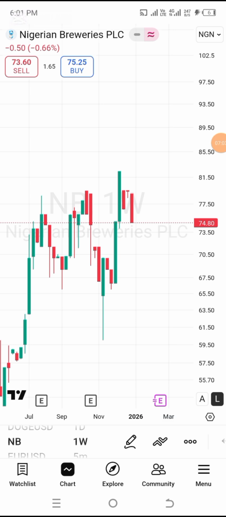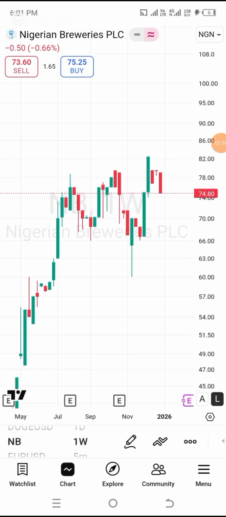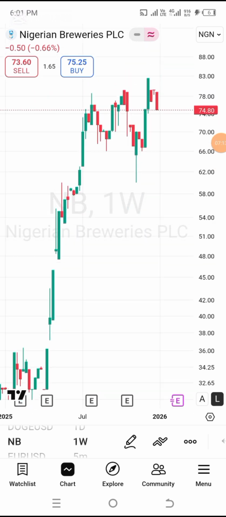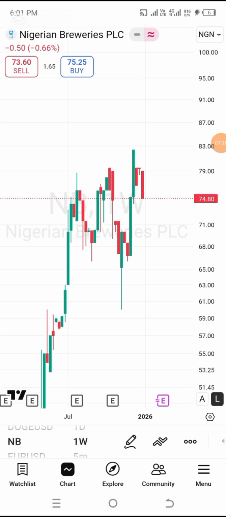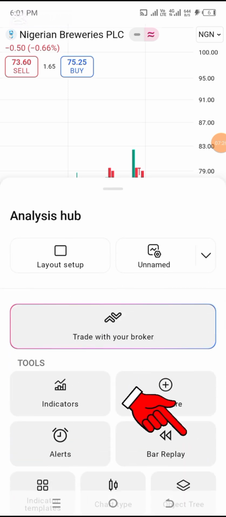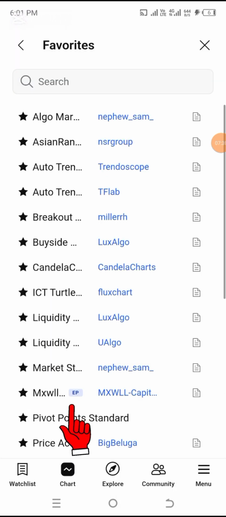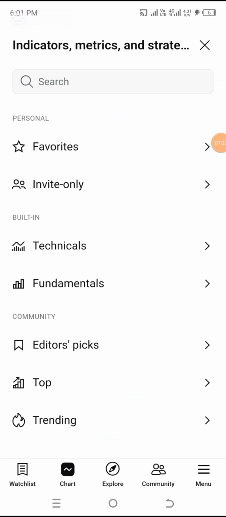Another way to simplify this for you: when you come here, you may not really have a good knowledge of how to analyze the chart or look at the chart to see what is happening. There is something we call an indicator. An indicator will help you see this is where I should buy from and this is where I should sell from, right? So you click here on your phone, you see indicator. You click on indicator, it brings you to this indicator.